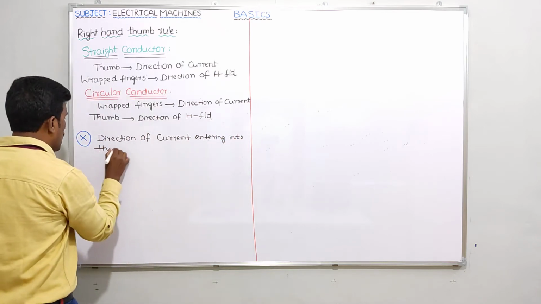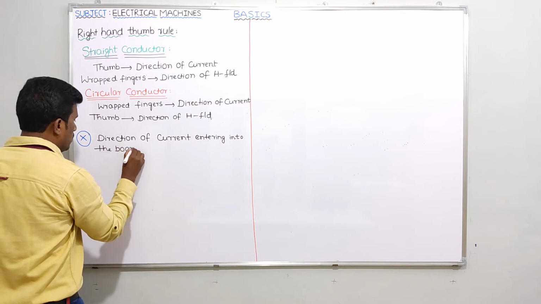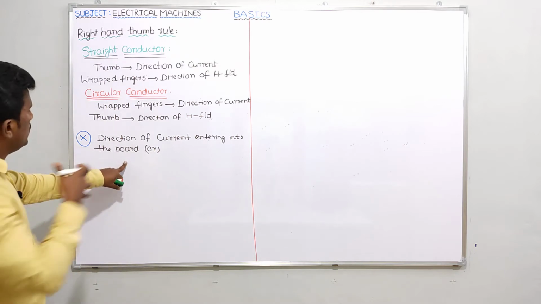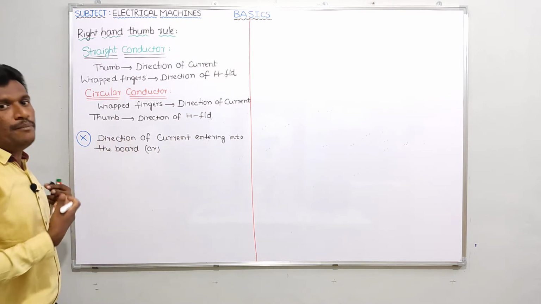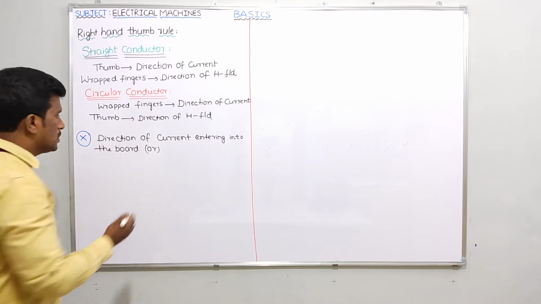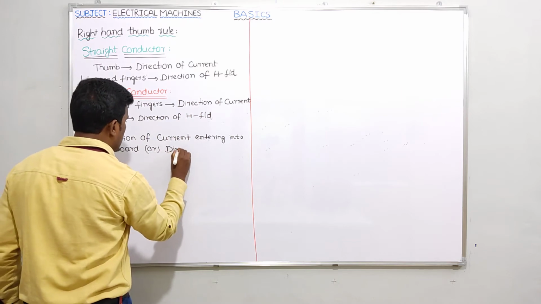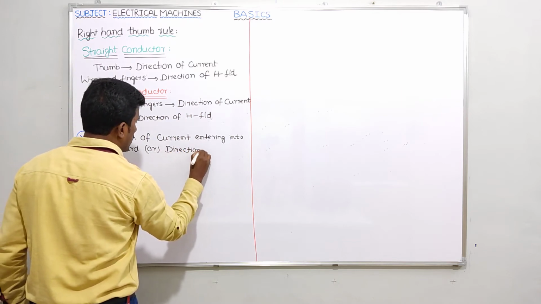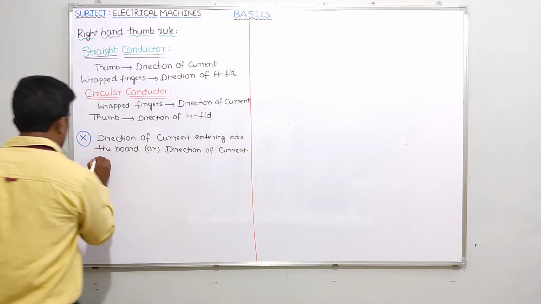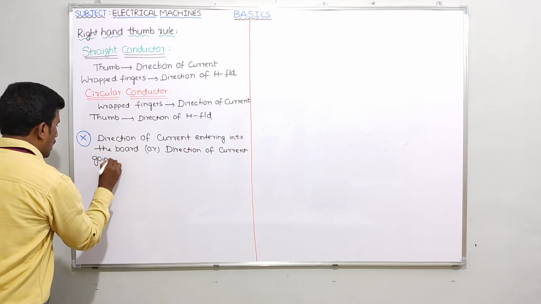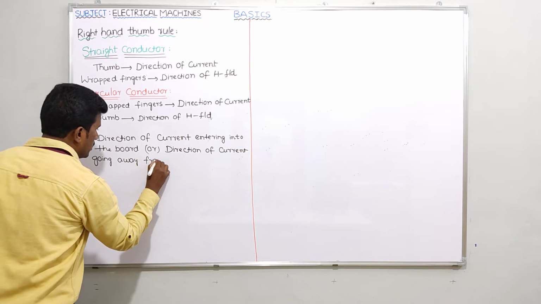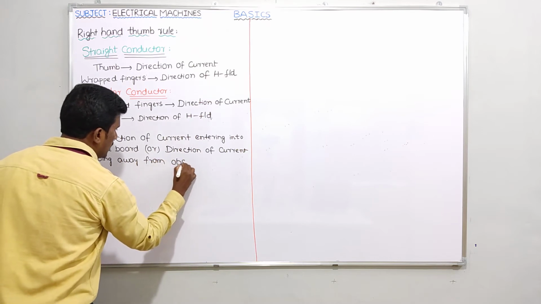Is it clear? Or we can say it like this also. Direction of current entering into the board means it is going away from me. That means direction of current going away from the observer. So that we can also write: direction of current going away from the observer. This is what cross indicates.